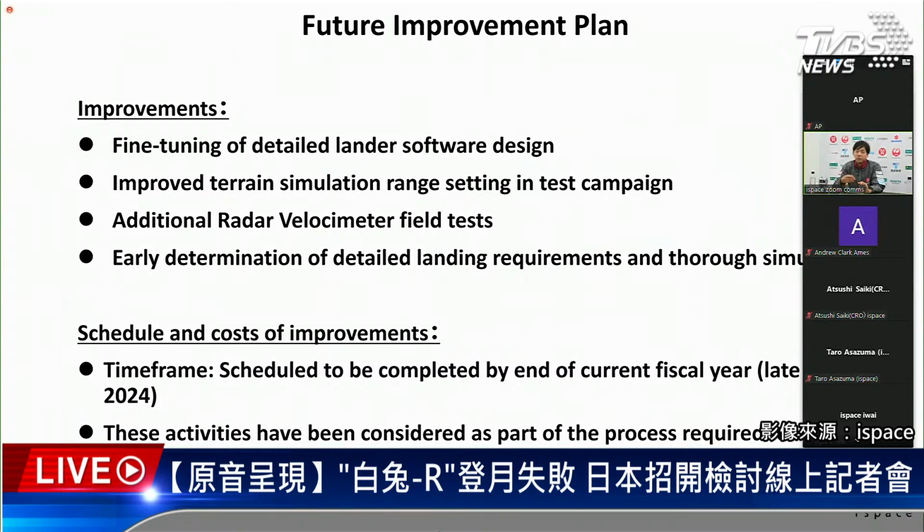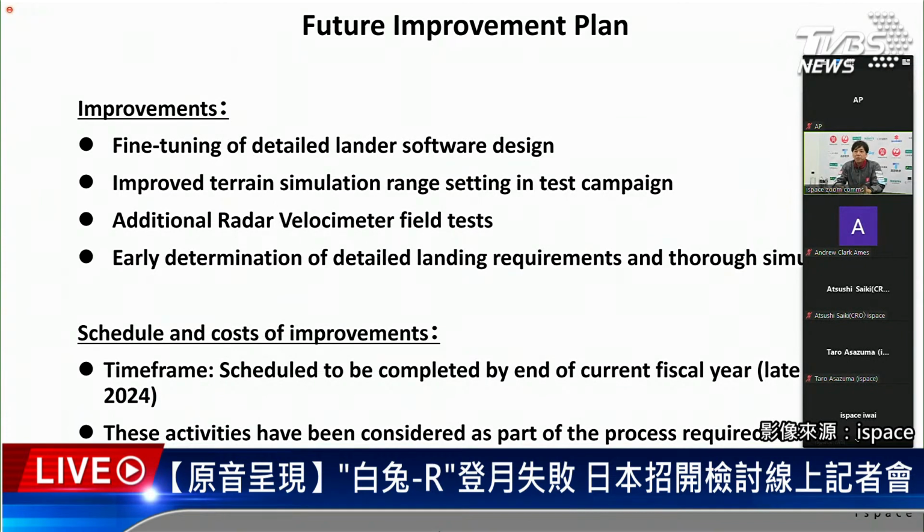The important lesson learned is we should determine the landing site area, and keep a proper duration for the verification and validation activity for our landing sequence. On the other hand, for the impact on the schedule and cost, we didn't identify any major impact. All the modification or improvement can be done by the end of the current fiscal year, I mean, the end of March 2024.